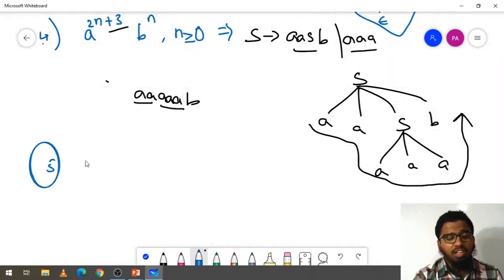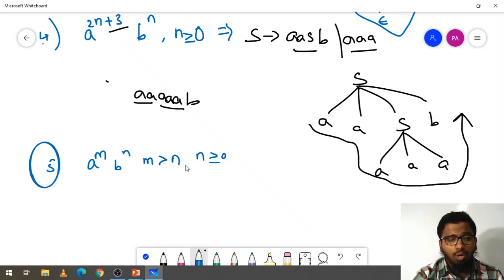The next example is the fifth. Now here the combination of a power m and b power n, m greater than n, and n greater than or equal to 0. So this is the equation, and how to do this?